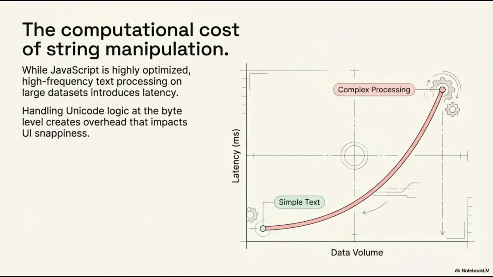When we examine the computational cost of string manipulation, we must acknowledge that while JavaScript is highly optimized, high-frequency text processing on large datasets introduces measurable latency. Handling Unicode logic at the byte level creates significant overhead, which directly compromises UI snappiness and overall responsiveness. As illustrated by the graph, there is a nonlinear relationship between data volume and latency. While simple text operations remain relatively efficient, complex processing requirements cause latency to spike sharply as the volume of data grows. Understanding this curve is essential for optimizing performance in data-heavy applications.